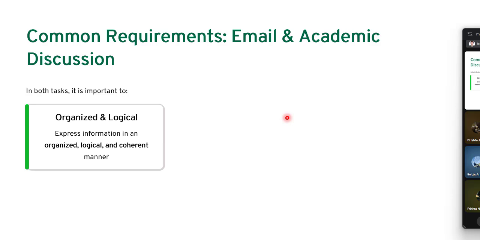When we say organized content, it simply means that the writer should express information in a way that is logically connected and coherent. The first point mentioned in our response should be logically connected to the second point of our response. So that's the first requirement, what it exactly evaluates.